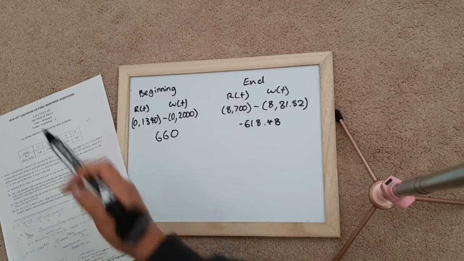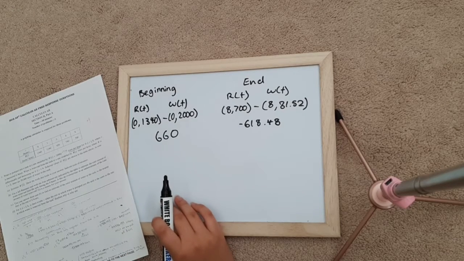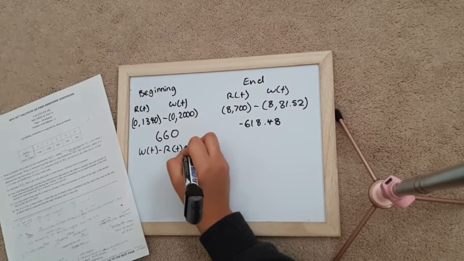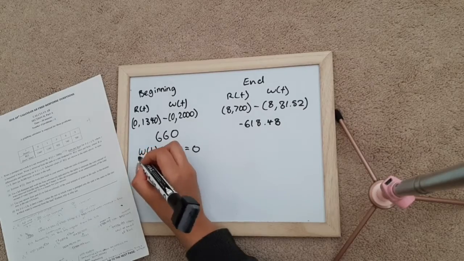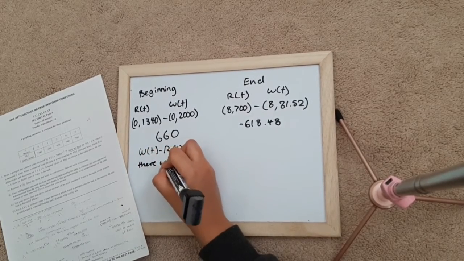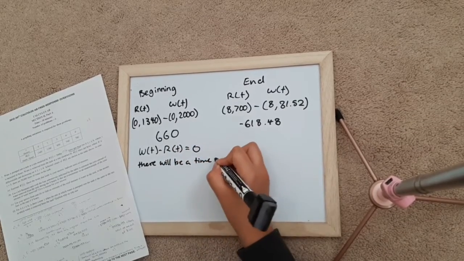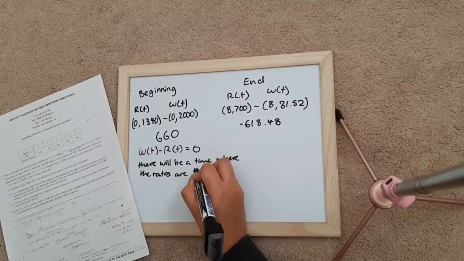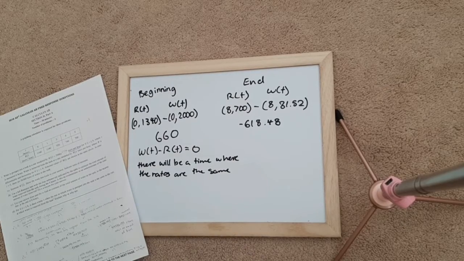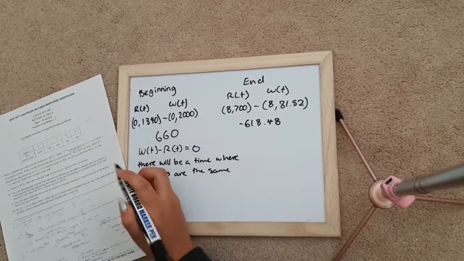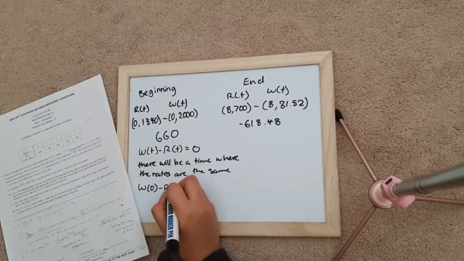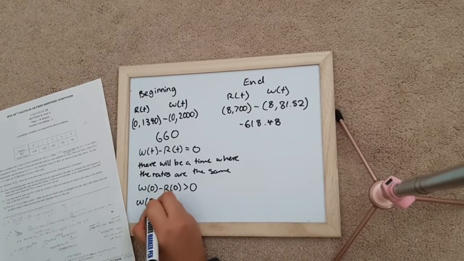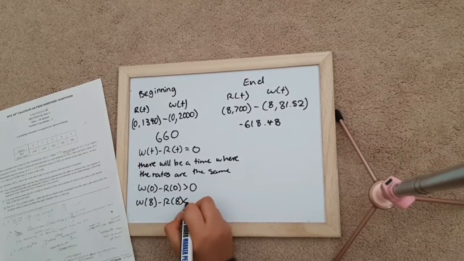So now you need to explain. So you can use the intermediate value theorem to explain. You would need to write W of t minus R of t equals 0. And there will be a time when the rates are the same. And then based off the beginning point, you can say W of 0 minus R of 0 is greater than 0. And for the endpoint, W of 8 minus R of 8 is less than 0.